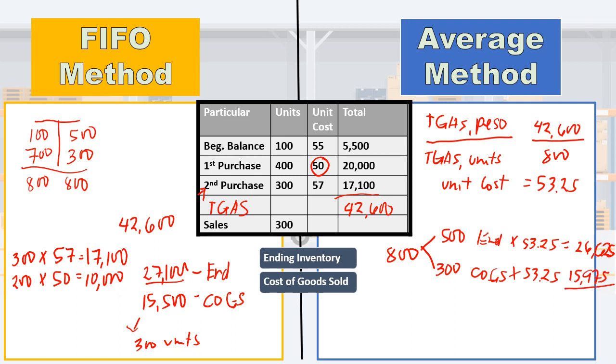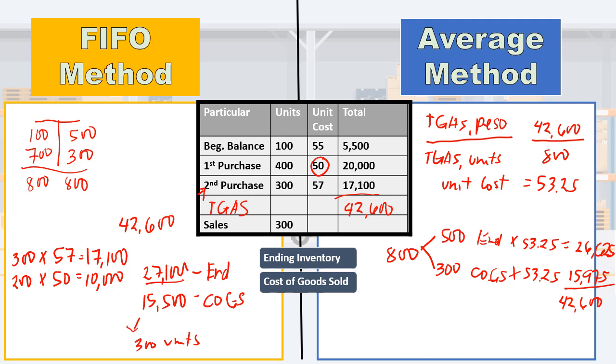15,975. So, pag tinotal natin yung ating cost of goods sold tsaka yung ending inventory, dapat ang magiging result natin dyan ay 42,600. So, 26,625 plus 15,975, which is equivalent to 42,600. So, ganyan lang po yung pag-compute ng cost of goods sold tsaka ending inventory under merchandise accounting.